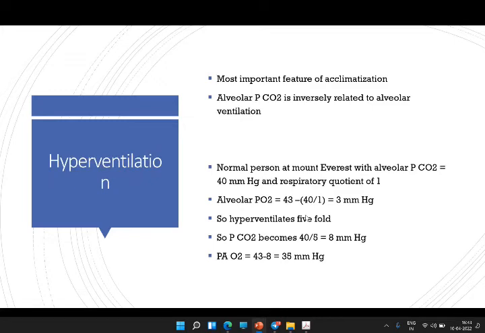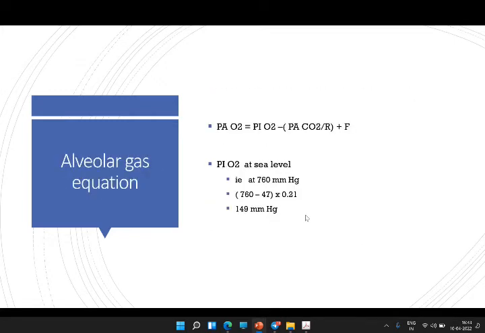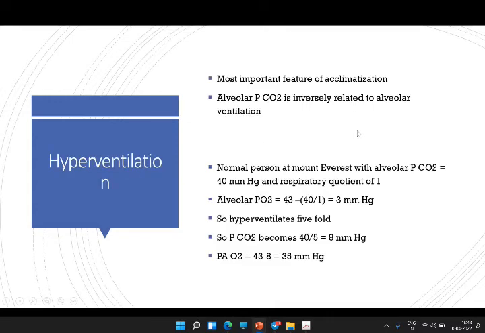So as per the alveolar gas equation, PAO2 is equal to PiO2 minus PACO2 by R. We are ignoring the F correction factor. So 43 minus 40 by 1, the alveolar PO2 will be 3 millimeters of mercury. At the altitude equivalent to Mount Everest, 8848 meters, the alveolar PO2 is only 3 millimeters. In that we cannot survive.